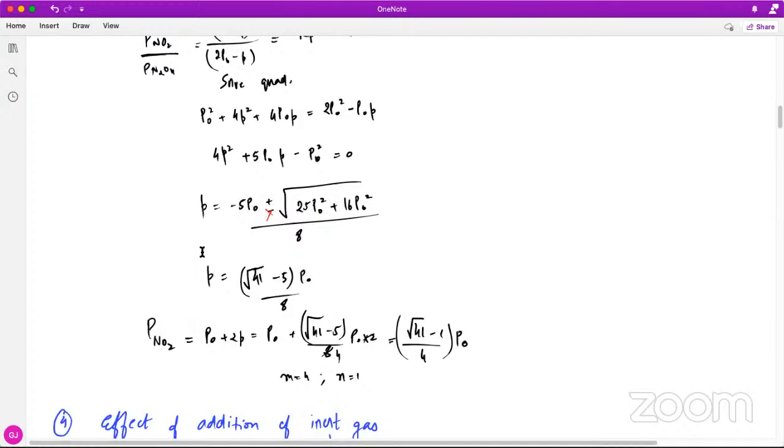हाँ, मतलब this is the value of P that you get, but this is not the answer. As I said, the question is asking partial pressure of NO2 at equilibrium. So P0 plus 2P, and then you simplify it. You will get this as the expression, which gives you M and N values. Yeah, sir. Like मैंने भी वही पे रखा था, but then I got it later.